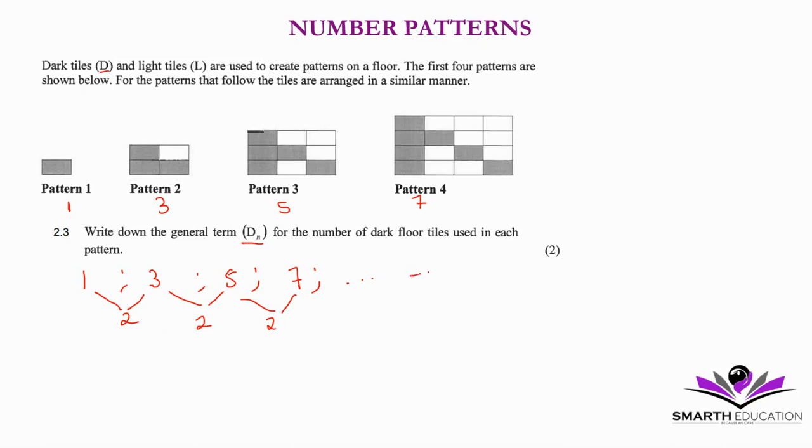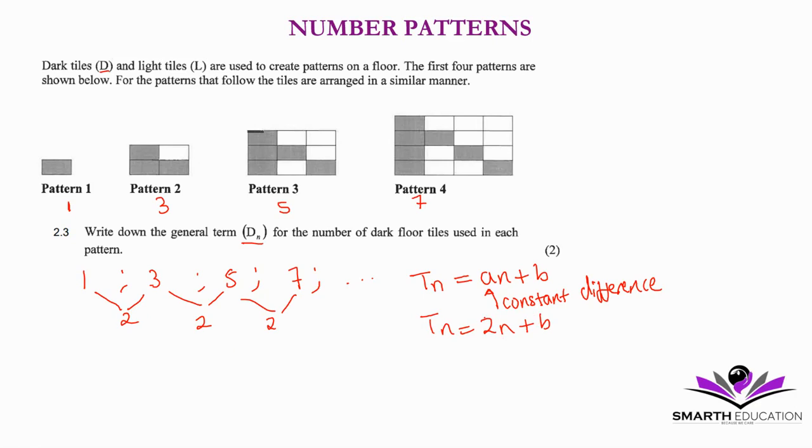So we start with the general equation. Tn is equal to an plus b, where a here is the constant difference. So we say Tn is equal to 2n plus b. Then how do we find b?